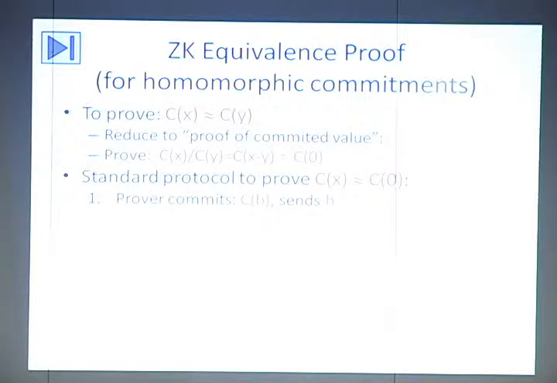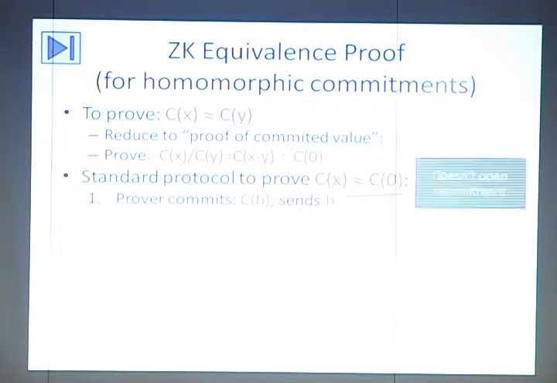So this is sort of a standard protocol. It works in 3 stages. We have a prover and a verifier. The prover here is going to be Bob, and the verifier is going to be Sally. Say Bob is proving that a commitment is actually a commitment to 0. The prover first chooses a random value b and commits to b. So he sends a commitment to b and also b itself.